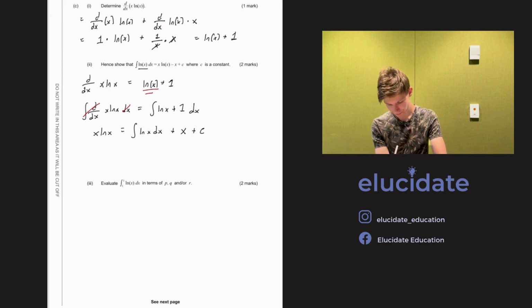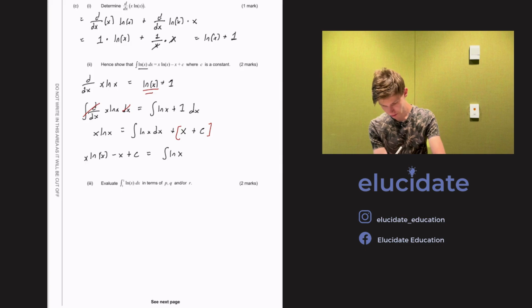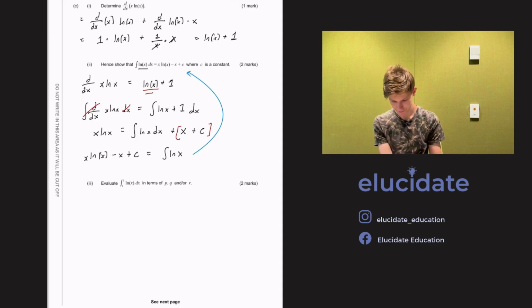We're going to move these terms over here to the other side, and we're going to be left with this expression, x ln x minus x plus c. Now it would be minus c, but since c is a constant of integration and can be anything, it doesn't really matter if we have plus c or minus c, so we're going to leave it as plus c, equals the integral of ln x. And if you look carefully, this is the exact same expression that we were asked to show up here. So that is the solution to this problem.